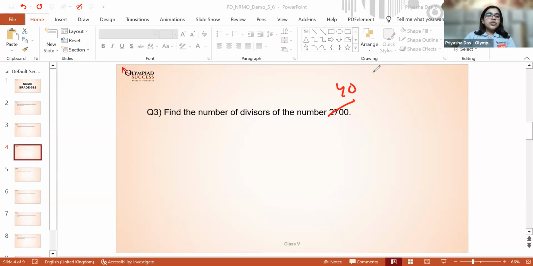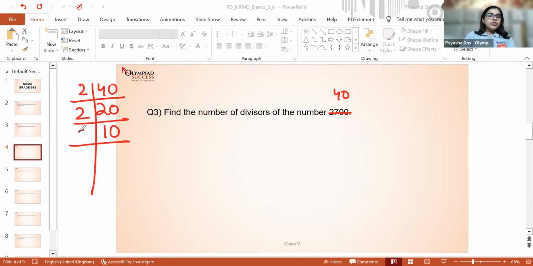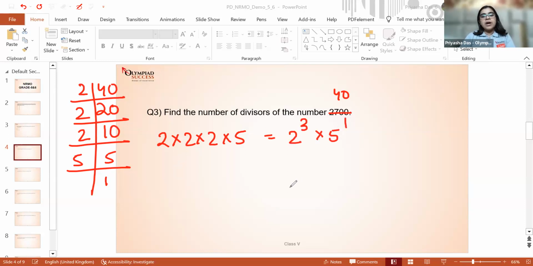40, 2, 20, 2, 10, 2, 5, 5, 1. Can I write it as 2 into 2 into 2 into 5? Can I further write it as 2 to the power 3 into 5 to the power 1? Yes, everyone? Okay, so the formula says that the power of the first factor is equal to P.